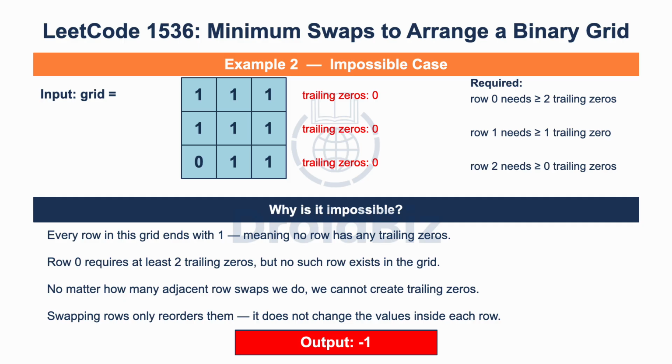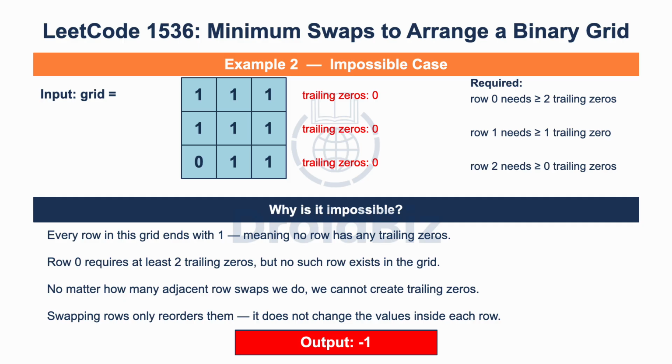Swapping rows only moves rows around. It does not change what is inside a row. So no matter how many swaps we do, we can never give row 0 the 2 trailing zeros it needs. It is impossible to make this grid valid. So the output is -1.